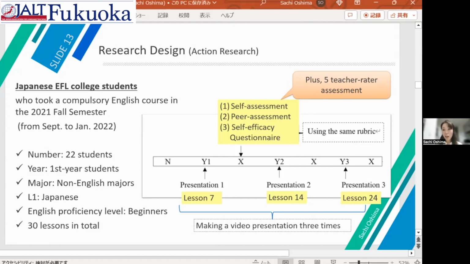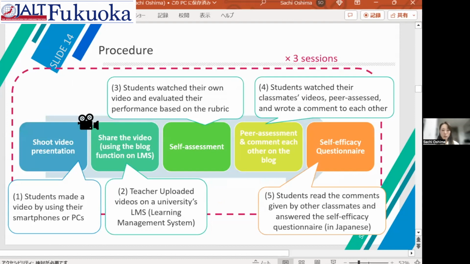And then how I introduced the peer assessment. At first, I asked students to make a video by using their smartphone or PC.